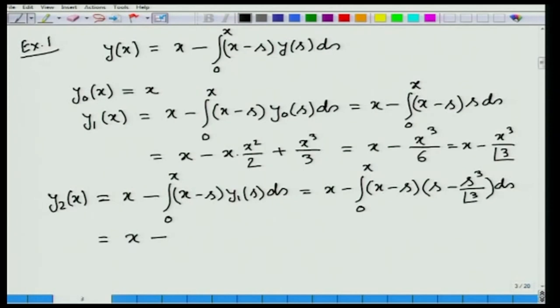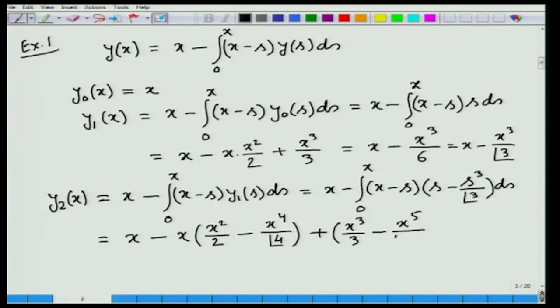So, from the first term, that is x into the integral of this will give us x into x square by 2 minus x to the power 4 divided by factorial 4 here. Then this minus combined with this minus gives us plus, and here the integrand is a square and s to the power 4 by 3. So, we will be having x cube divided by 3 minus x to the power 5 divided by 5 into factorial 3.